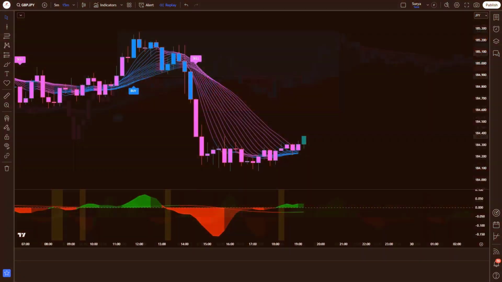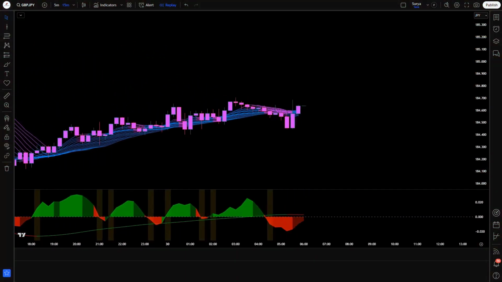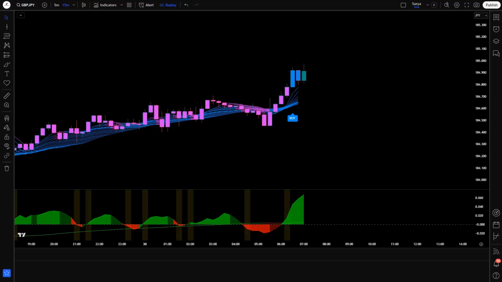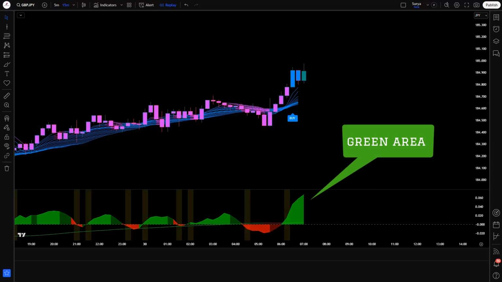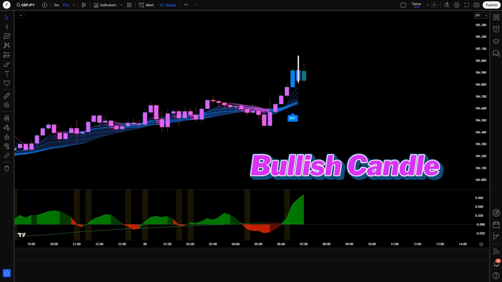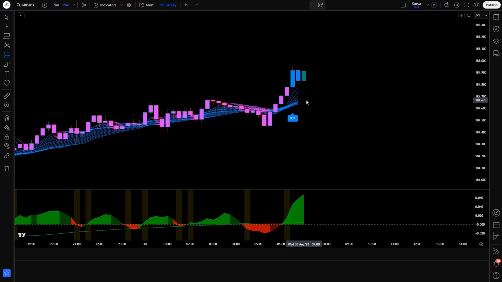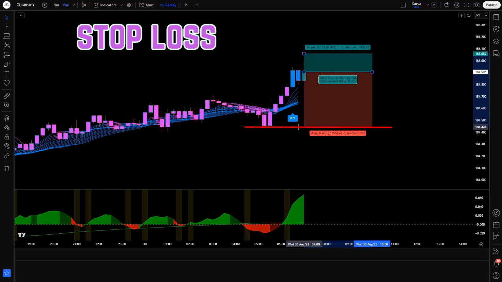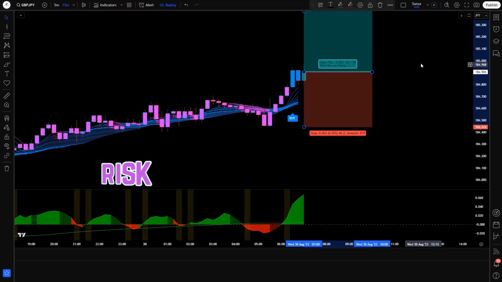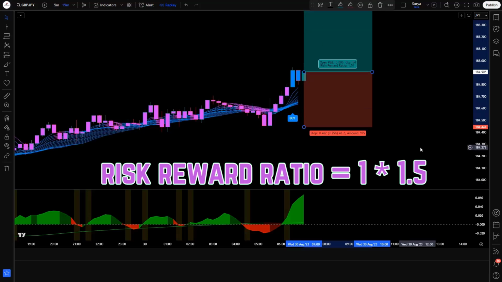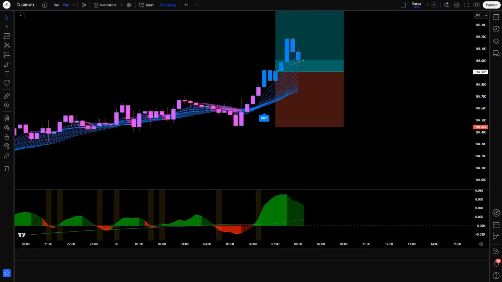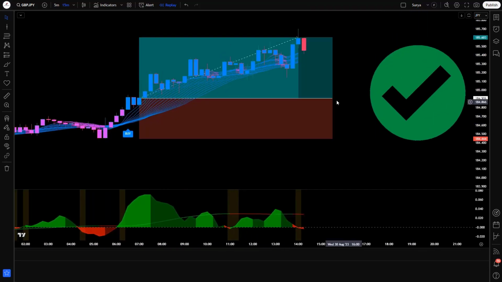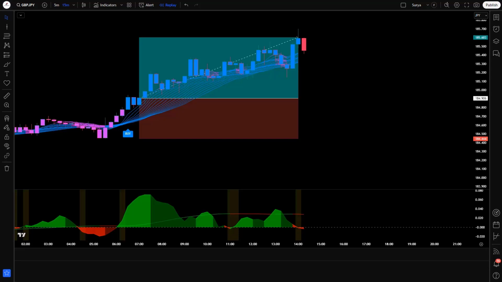Let's see how we use trading setups. When the gold digger AI indicator has given a buy signal, the bull trading Elliott wave oscillator indicator has formed a green area, and the market forms a bullish candle. So all these conditions are met, so we have to take a buy order, and our stop loss should be placed at the previous low of the market. And the risk-reward ratio will be 1 to 1.5. Let's see what happens to our trade. Our trade is running in profit. We have won the trade. Let's find the next trade.